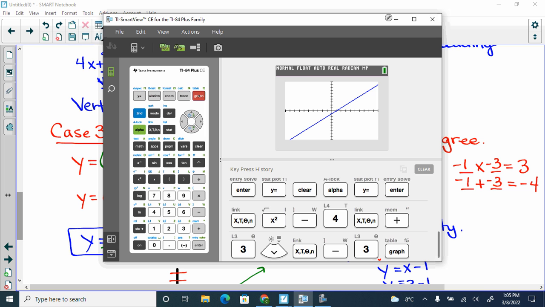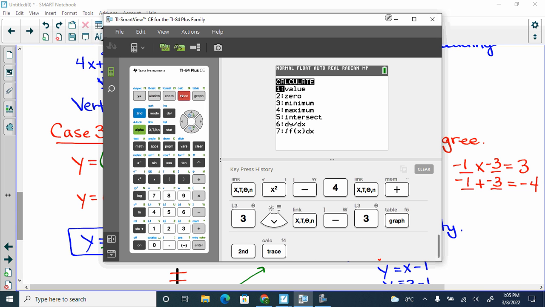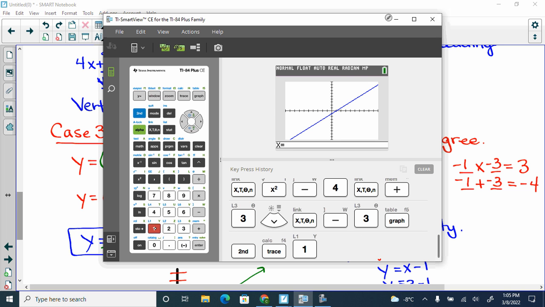Well, we can go like this. We can go second, trace, value, and what's my point at? What x? 3. There is no y. So it's an open dot.